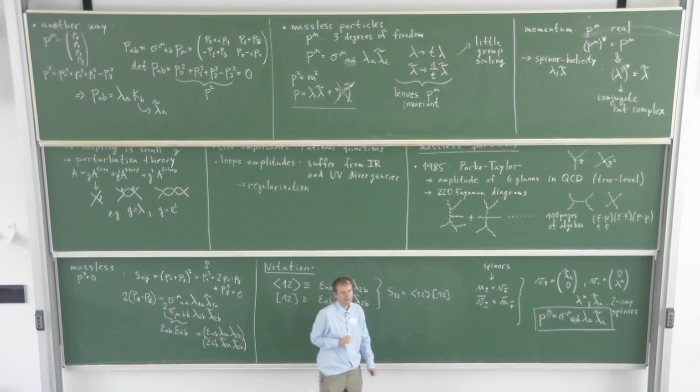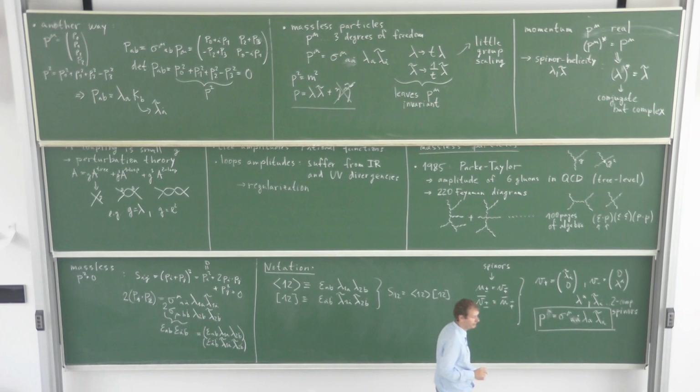In general, there is a big difference between 4D and general dimension. In general dimension, S12 is just some polynomial which is quadratic in the components of momenta, because this is P1 dot P2. However, in 4 dimensions, it does factorize in these spinor-helicity variables into a product of angle bracket 1, 2, which is an epsilon contraction of the lambda spinors, and square bracket 1, 2, which is an epsilon contraction of the lambda tilde spinors.